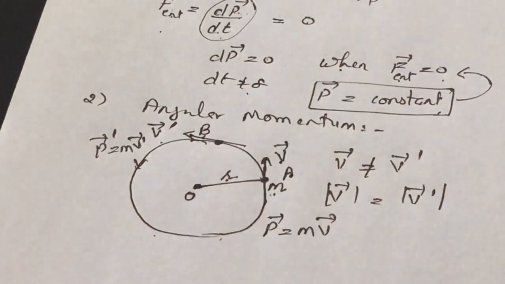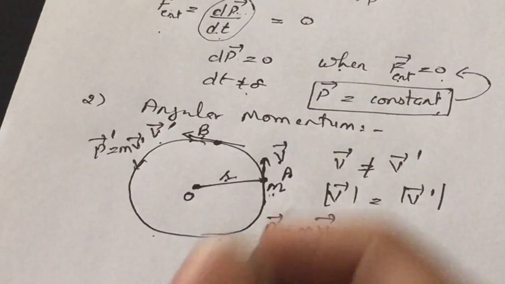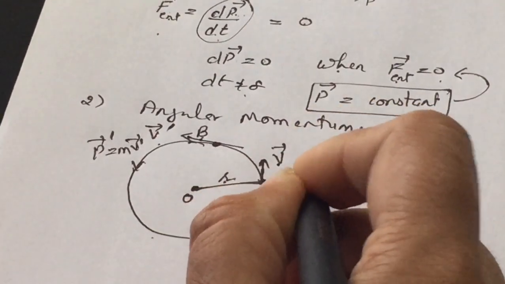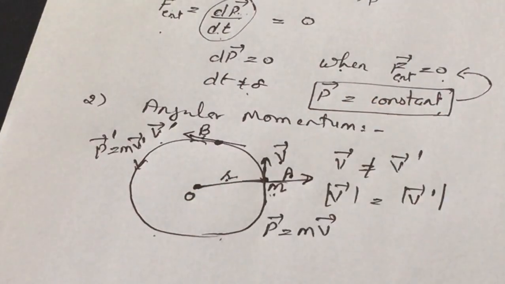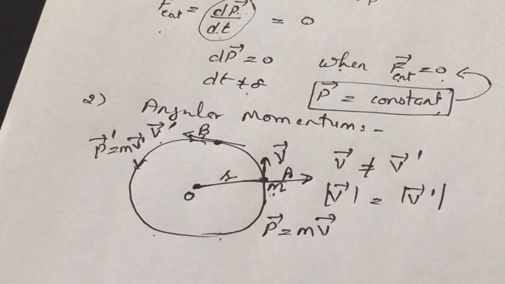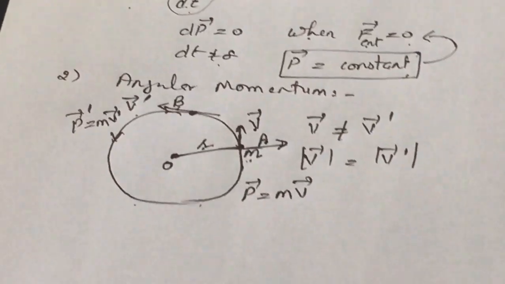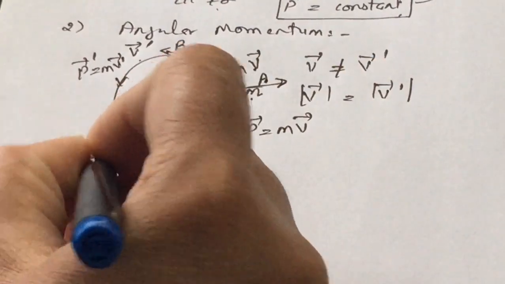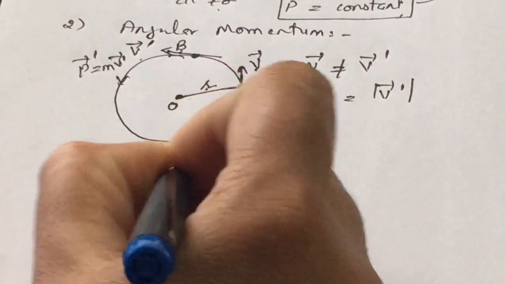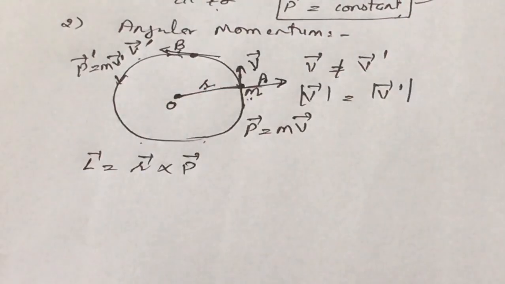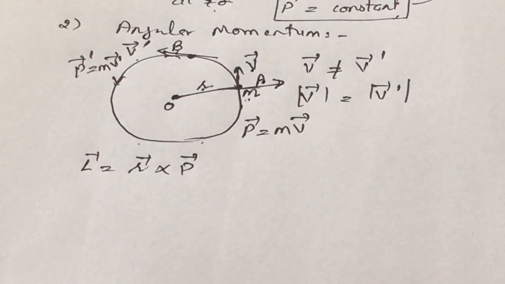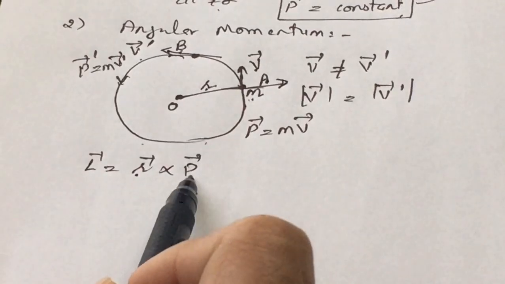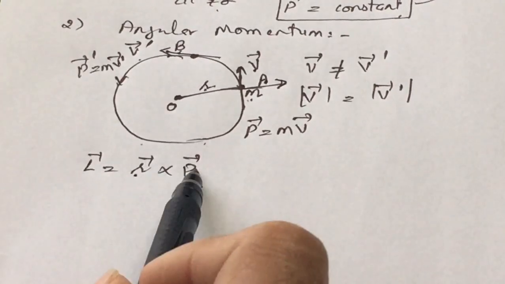Here r is the radial vector, and if the particle is lying at point A, this is the direction of r. This is the radial vector r. Angular momentum theoretically is given by the cross product of the radial vector and the linear momentum. We can't interchange the position of r and p. We can't interchange these two vectors.